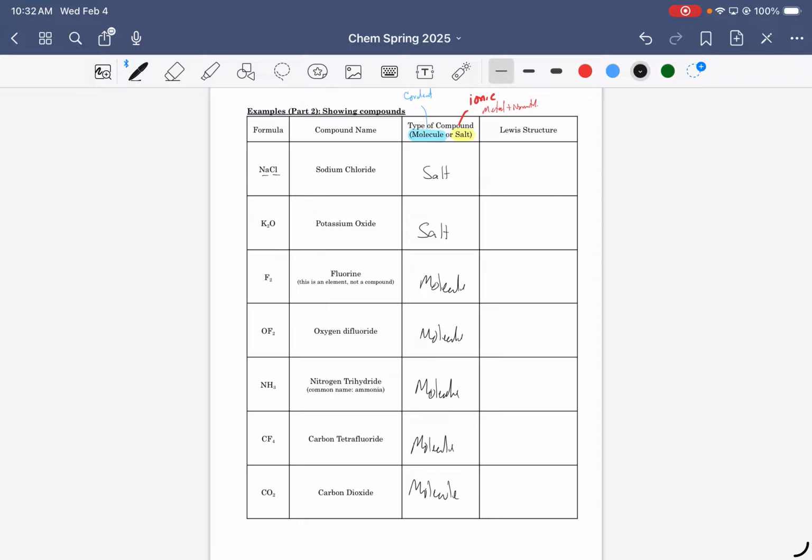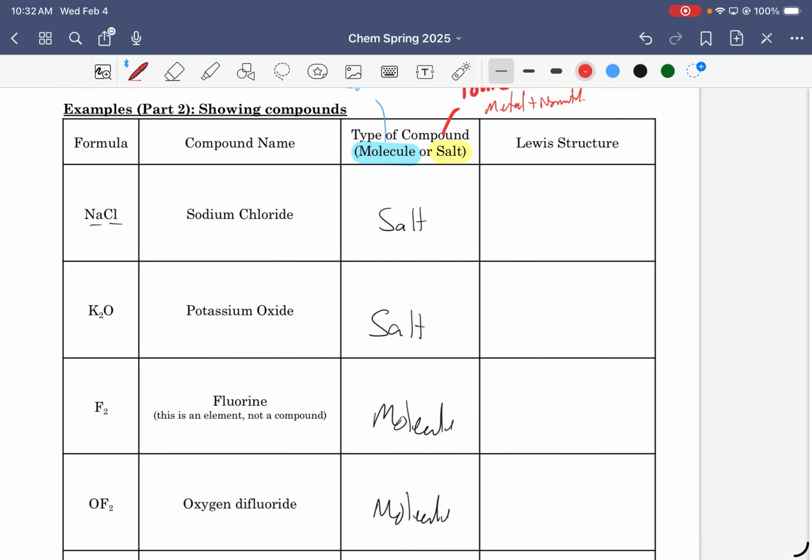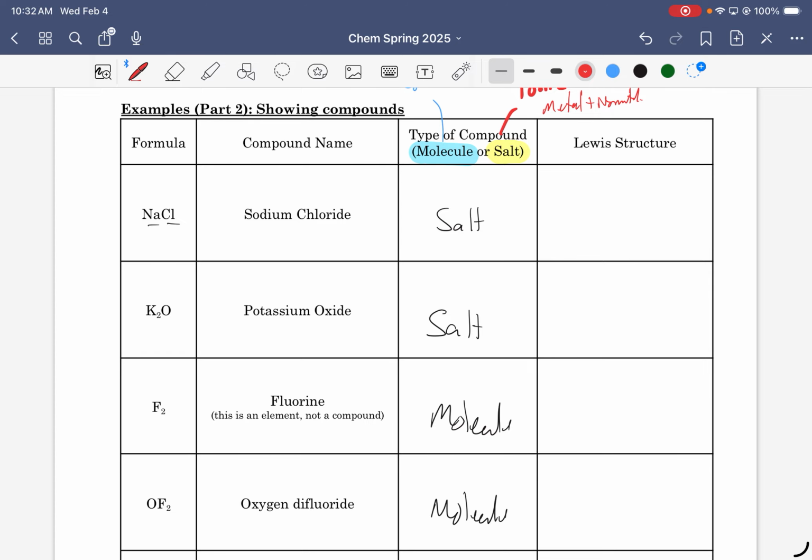So the first two are salts, the rest are molecules. And the main reason for this in this document is we really don't use Lewis structures for salts because salts are so simple. They do the same thing every time, and the structures are always positive, negative, positive, negative, positive, negative. But I find it useful to show with a Lewis structure how this works.